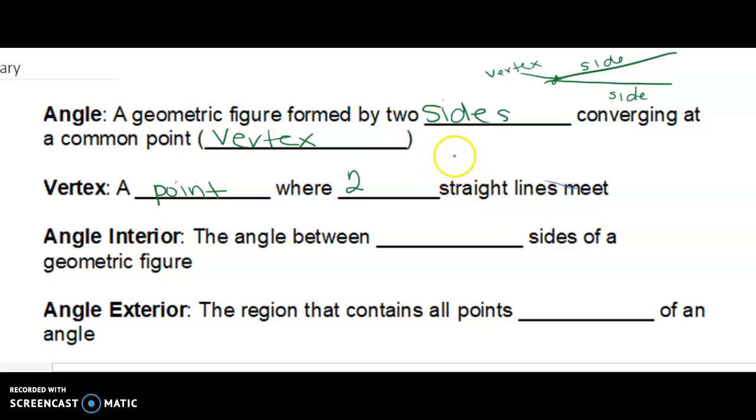The interior of an angle is the region between both sides of the geometric figure. So if I had to highlight the interior, this here is the interior. This is the angle interior. Okay, that'd be the interior of the angle. And then, like you probably know, the exterior would be everything on the outside, all around here. So the exterior contains all points outside of an angle.